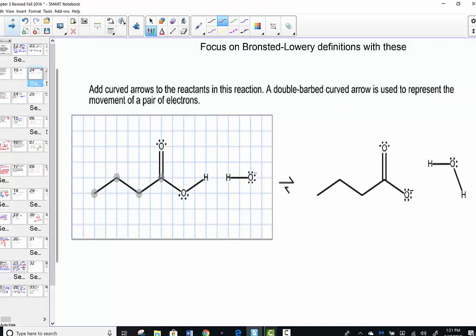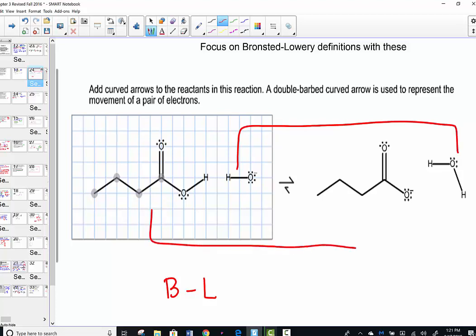Here's one from your Sapling. And again, as soon as I see conjugate pairs, I know it's Bronsted-Lowry. I know that OH and water differ by 1 hydrogen ion. I notice that OH and O negative differ by 1 hydrogen ion. This is that functional group known as the carboxylic acid. COOH is cool.